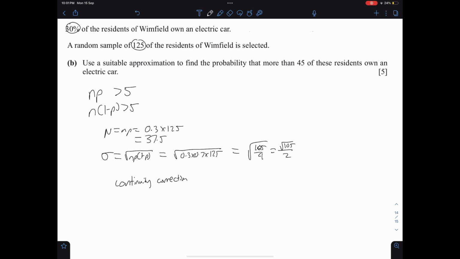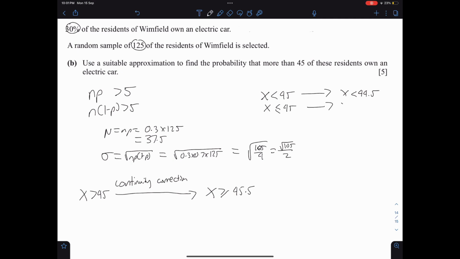And so here it's saying more than 45. We need to think, okay, if we want it to be more than 45, we want it to round to 46 at least. So we just want it to be greater or equal to 45.5. And if it was x is less than 45, we would do x is strictly less than 44.5. X is less than or equal to 45, it can be 45, so we just do x is less than 45.5.